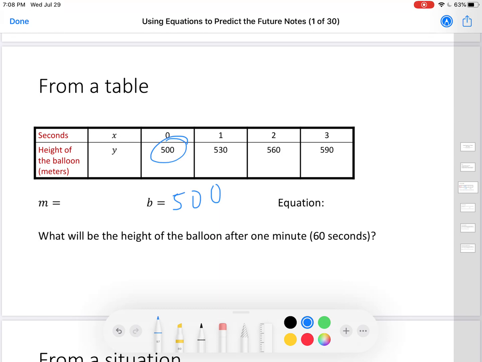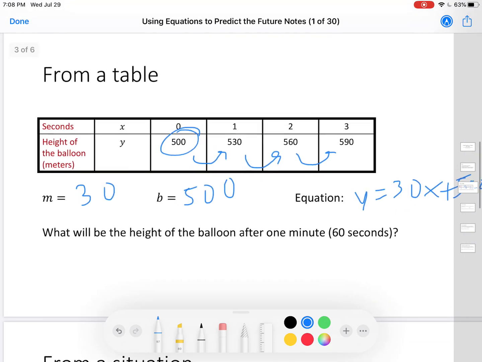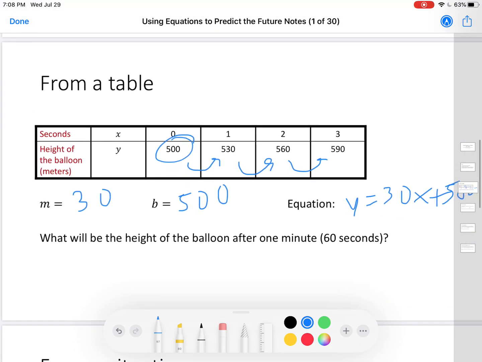M, okay? How much does it change over time? Goes from 500 to 530 to 560 to 590. We're adding 30. Since we're adding, we know M is positive and M is 30. So the equation is y equals 30x plus 500. Okay, so then we get to the question part of this.